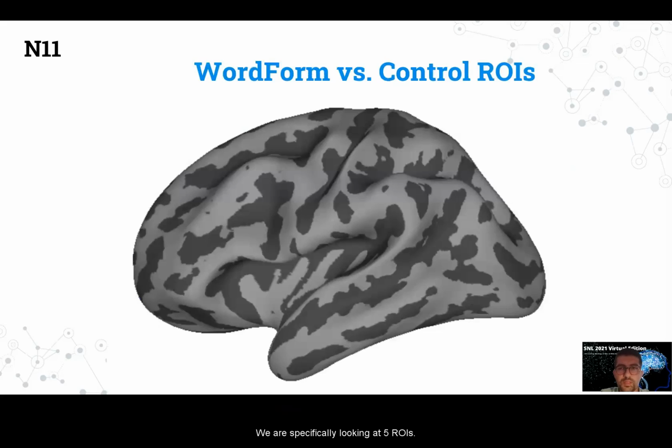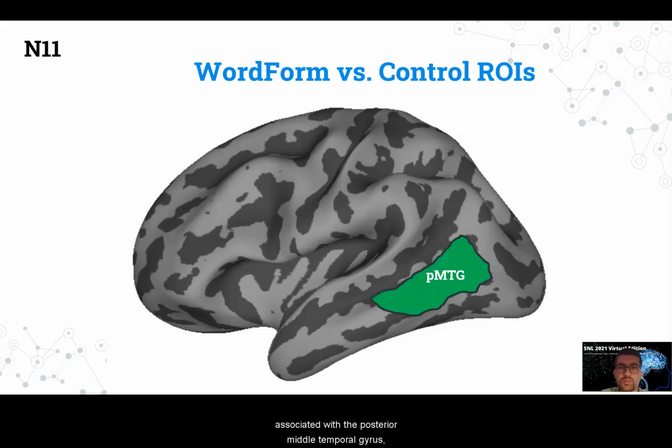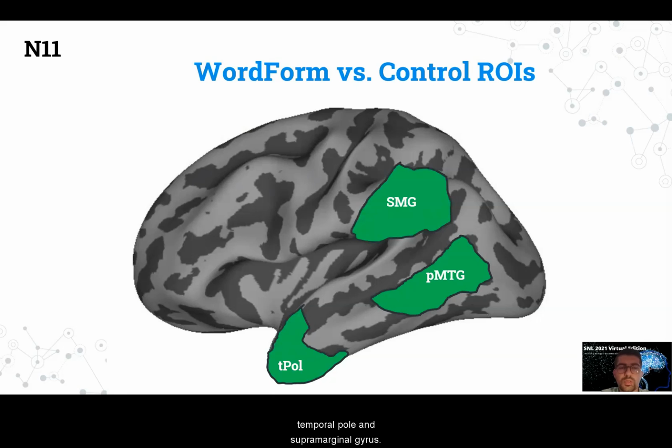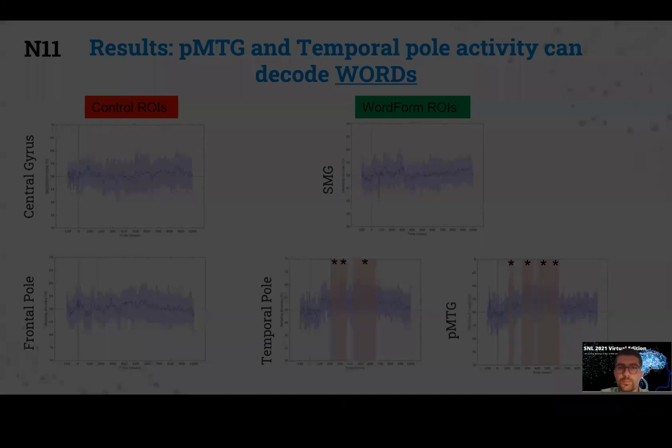We are specifically looking at 5 ROIs, and in the literature, word form representation is associated with the posterior middle temporal gyrus, temporal pole, and supramarginal gyrus. In addition to these ROIs, there are 2 control ROIs that we looked at: one is the central gyrus, and the other one is the frontal pole.